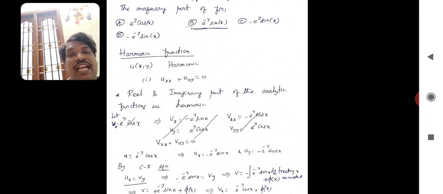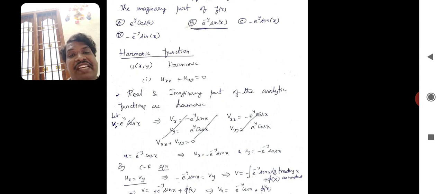Now we know that every analytic function satisfies the CR equation, that is, the Cauchy-Riemann equation. So let me apply the Cauchy-Riemann equation to find the suitable imaginary part for the given analytic function f of z. Let me use the first condition of the CR equation, ux equals vy. Using this ux, we are going to find v. I know ux. ux is minus e power minus y into sin x, which equals vy.